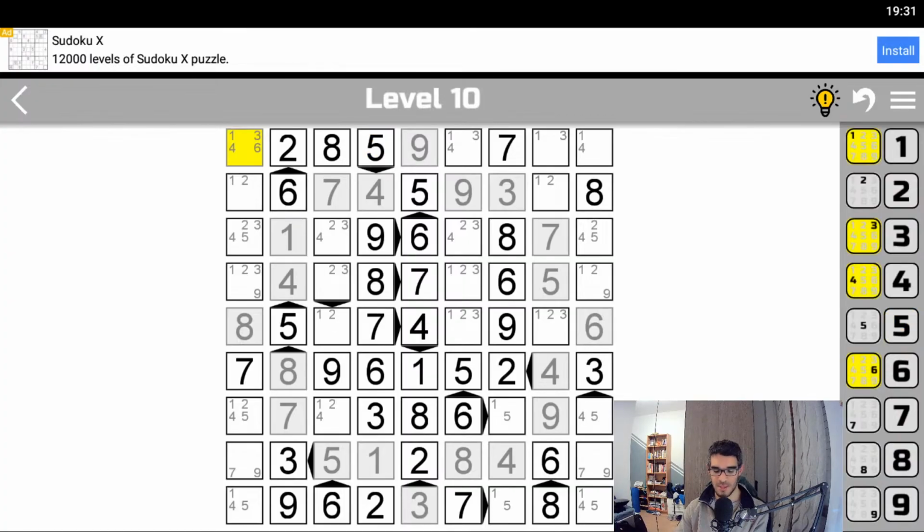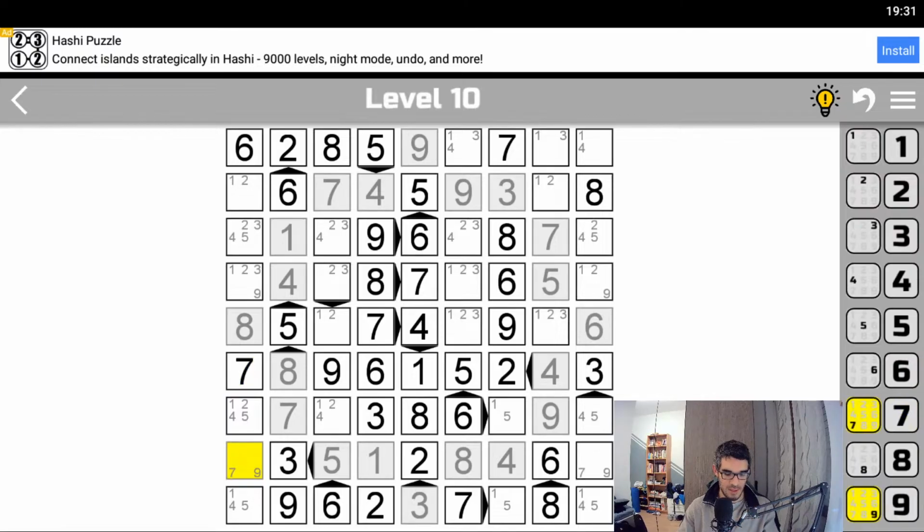So this has to be a 6. It's the last spot for a 6. Yeah, it was guaranteed that it would be a 6. 7 also placed, so that means that that's a 9. So 9 can be here. 1 2 3 4 5. Yeah, last numbers remaining. So this has to be a 7. This has to be a 9.